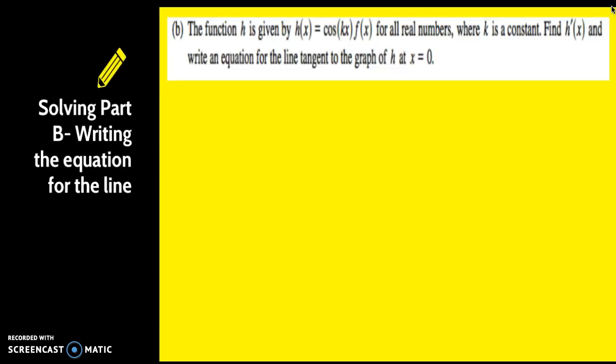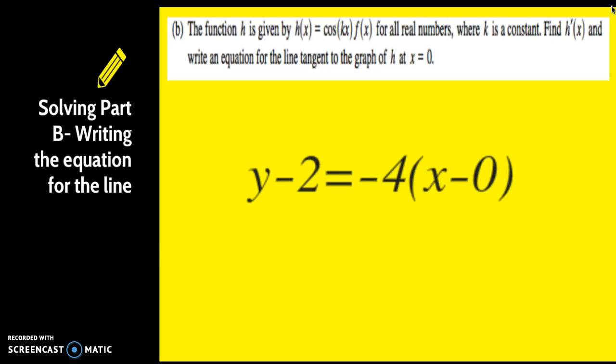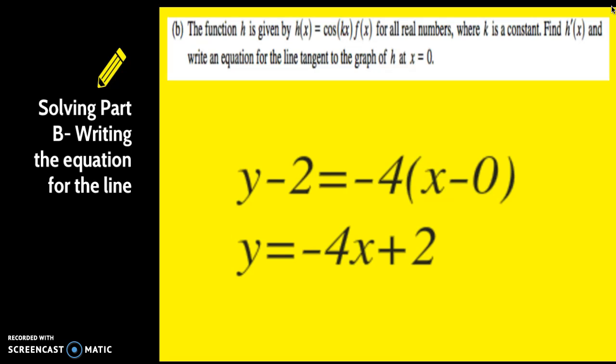Now we're going to assemble our equation. So we're just plugging our numbers into the point-slope formula. 2 is the y-coordinate of a known point on the line, and then 0 is the x-coordinate of that same point. And the -4 is our slope. So now we simplify it, and that equals y equals -4x plus 2.